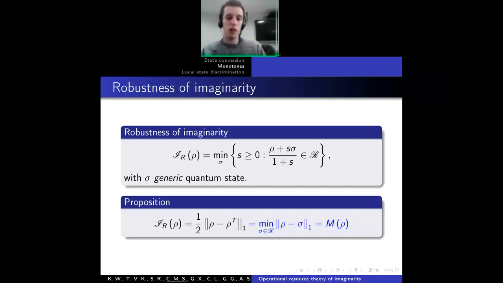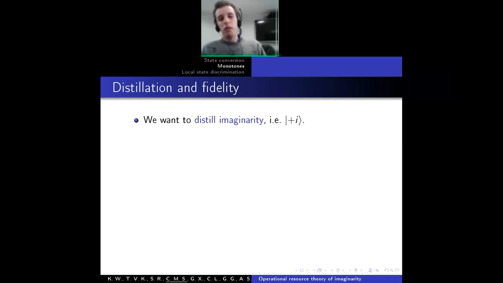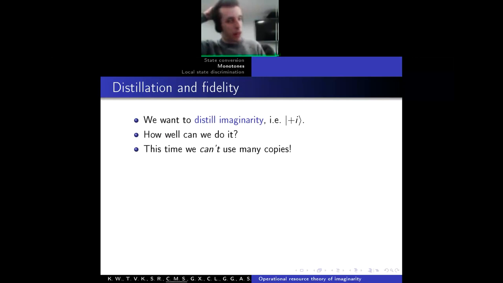Now, again, here we want just to briefly hint at a problem we face when we want to start, for example, studying the distillation problem. So we want to distill imaginarity, the maximally imaginary state, the most resourceful state here. However, we want to, of course, quantify how well we can do it, but now we cannot use the usual trick of having many copies of a state, because having one copy or many copies doesn't change anything in terms of resource.